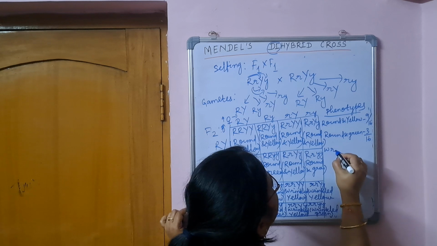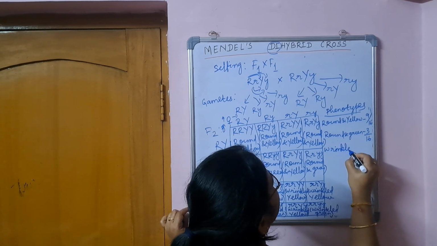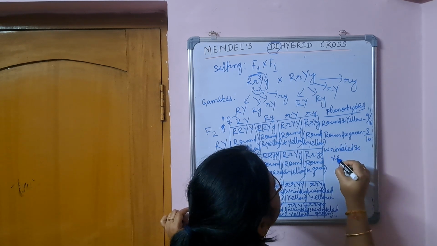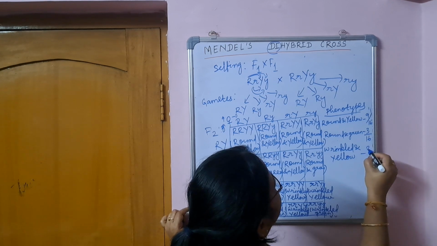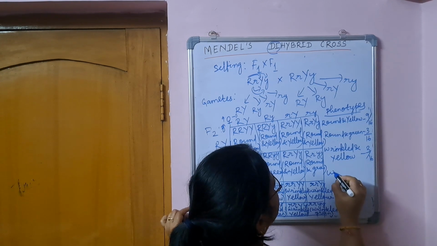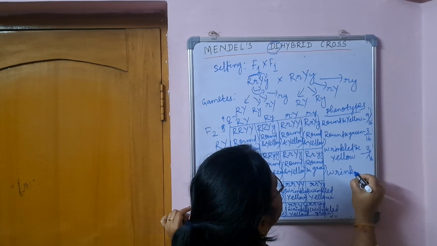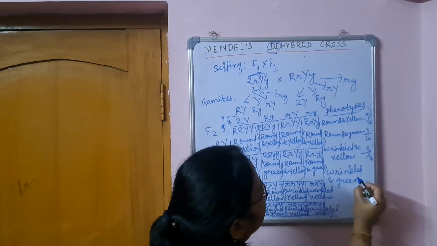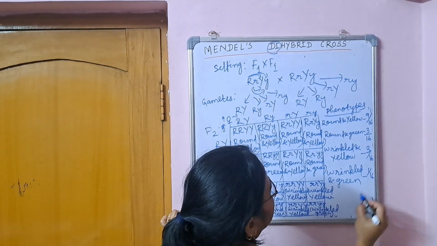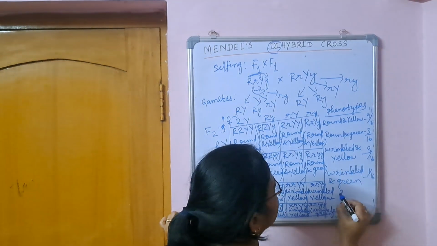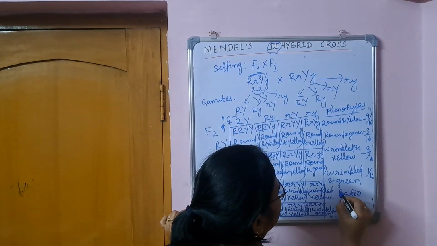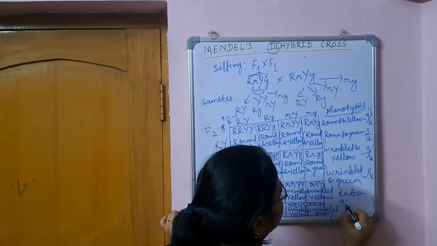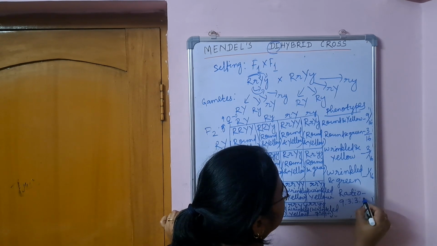Then wrinkled and yellow. Again in 3 places it is there. So it will be 3 by 16. Now the last category, that is wrinkled and green, that is in 1 place, that is 1 by 16. Now see the phenotypic ratio. It is 9:3:3:1.